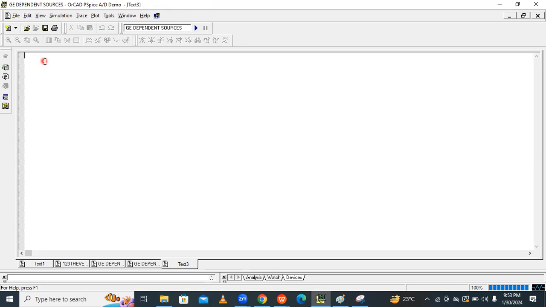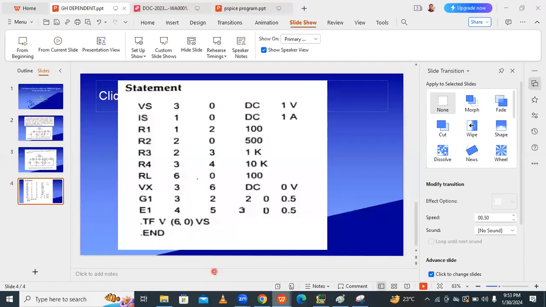First simulation: a DC circuit with dependent sources. This is the experiment program. So what is the first line of the program?